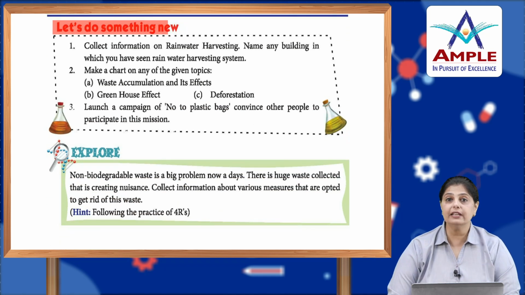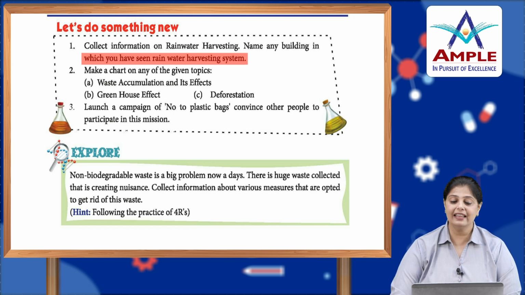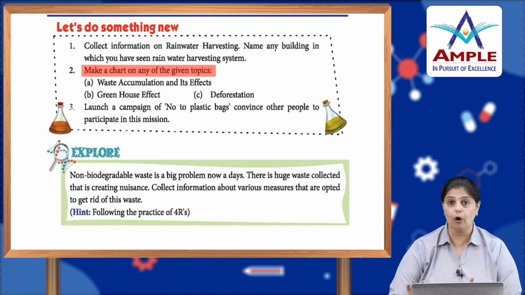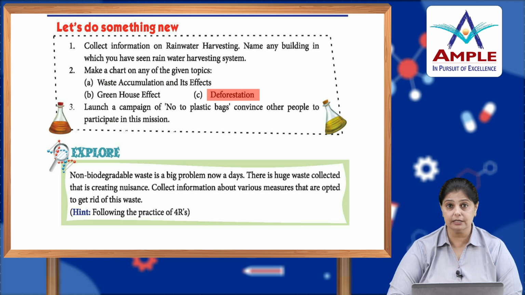Okay. Let's do something new. Collect information on rainwater harvesting and name any buildings in which you have seen rainwater harvesting system. Okay. Then you have to make a chart on any of the following topics, okay? Waste accumulation and its effect, greenhouse effect and deforestation. So, make charts on this, okay? And you can display it in your classroom, or you can have a small session in the classroom wherein you all are discussing all these things in detail with each other. Then launch a campaign of no to plastic bags, convince other people to participate in this mission, okay?